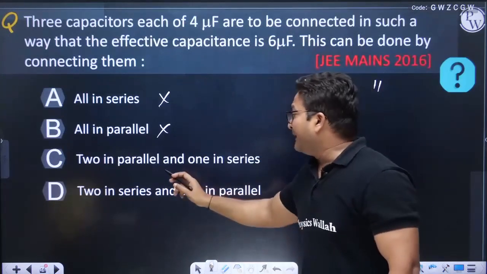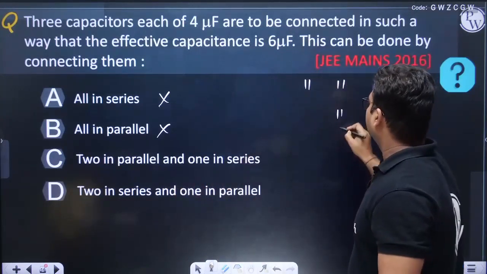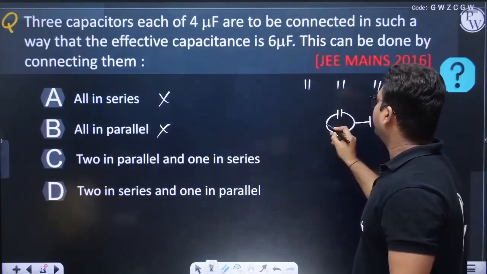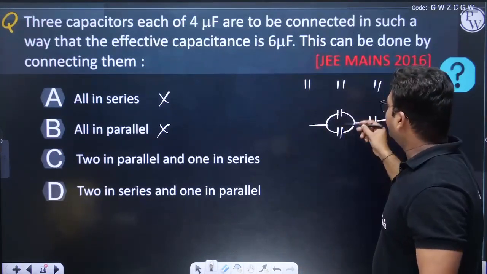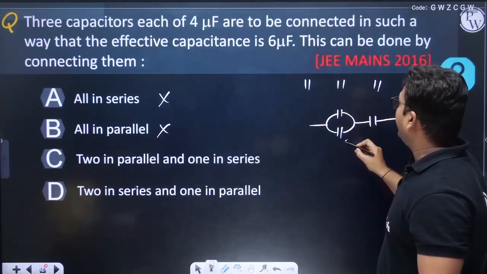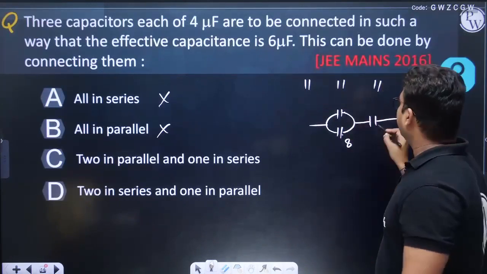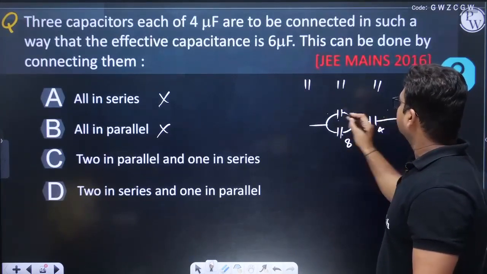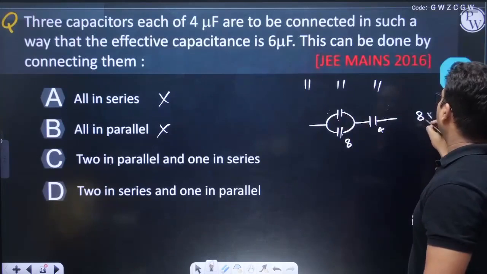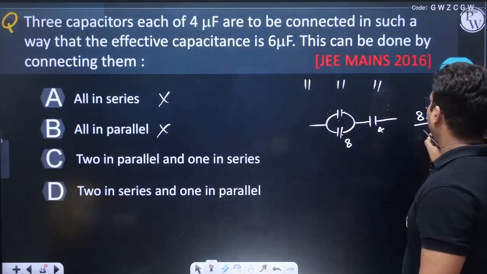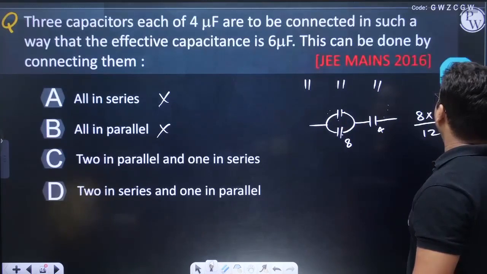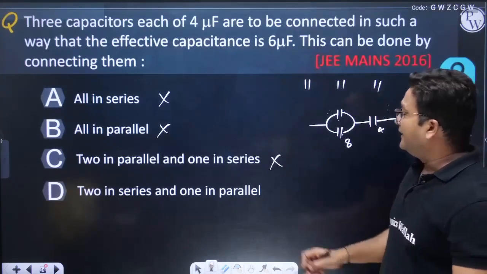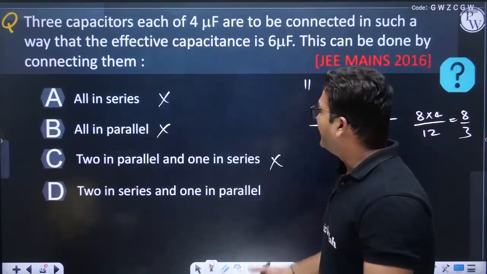If you connect 2 in parallel and 1 in series, like this, let us check. If I connect 2 in parallel it would be 8, because 4 plus 4 is 8, and this is 4, and these two are in series, so I can write 8 multiplied by 4 divided by 8 plus 4, that is 12, so it will be 8 by 3. This is also wrong because the answer is not 6. I'll try the last one. Obviously the last one is the answer, but let me show you.